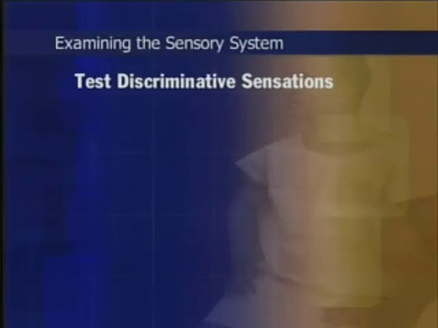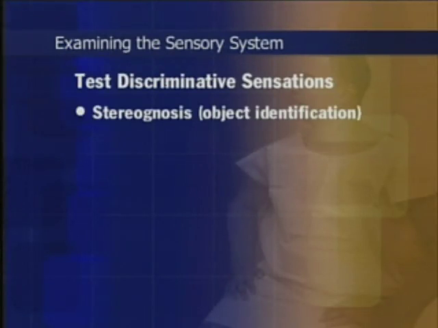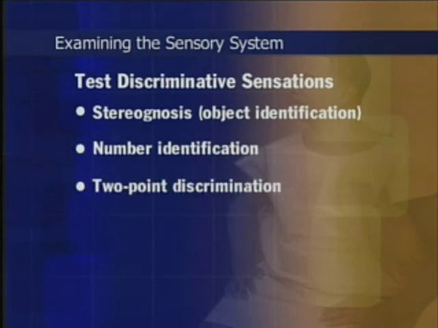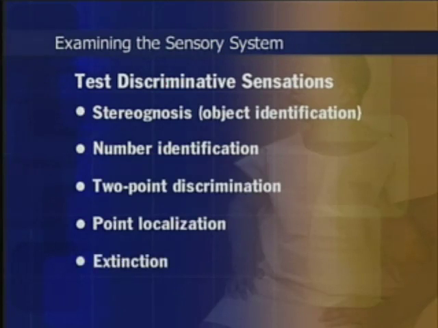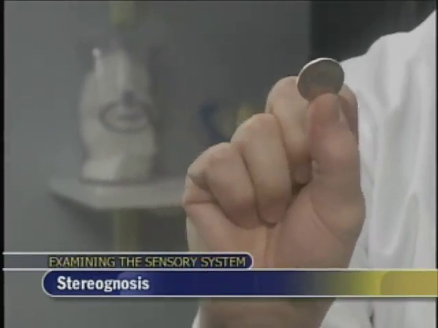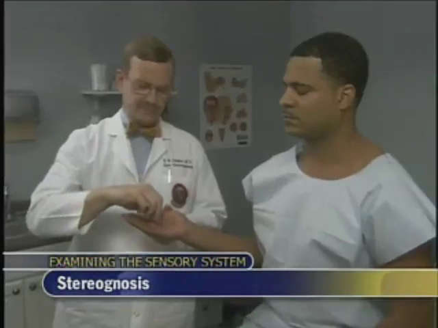Finally, test discriminative sensations by assessing stereognosis or object identification, which is the primary test. If necessary, also test number identification, 2-point discrimination, point localization, and extinction. You will perform each of these tests with the patient's eyes closed. To test stereognosis, place a familiar object in the patient's hand and ask him to identify it.